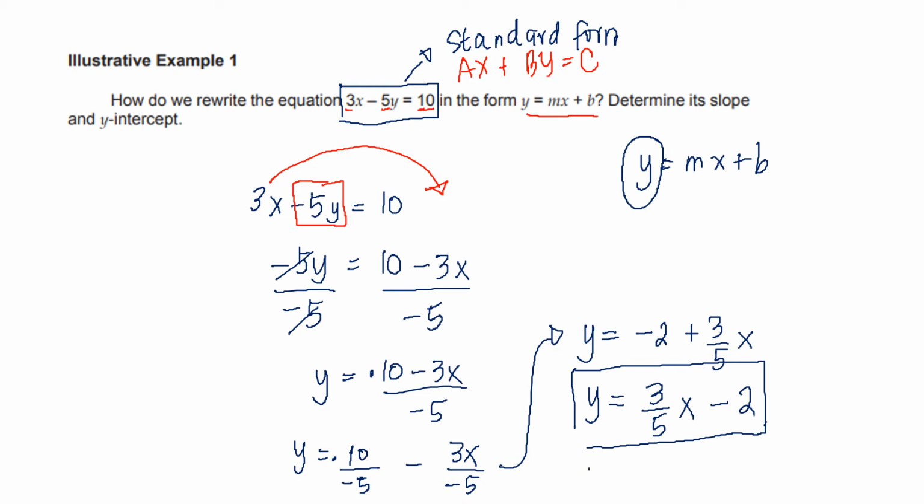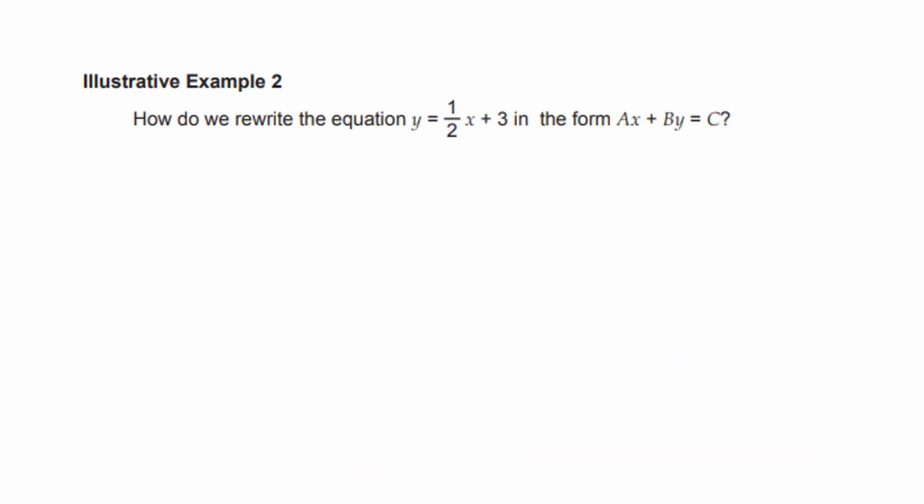Okay, so this is now the slope-intercept form of 3x minus 5y equals 10. What is now the slope? Slope is 3 over 5, and the y-intercept is negative 2. So let us try this other illustrative example, which is how do we write the equation y equals 1/2 x plus 3 in the form ax plus by equals c.